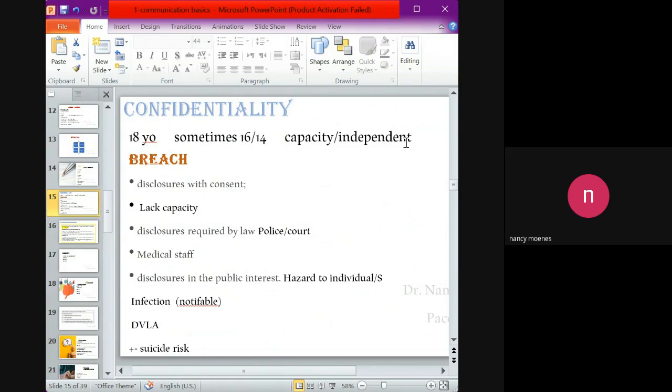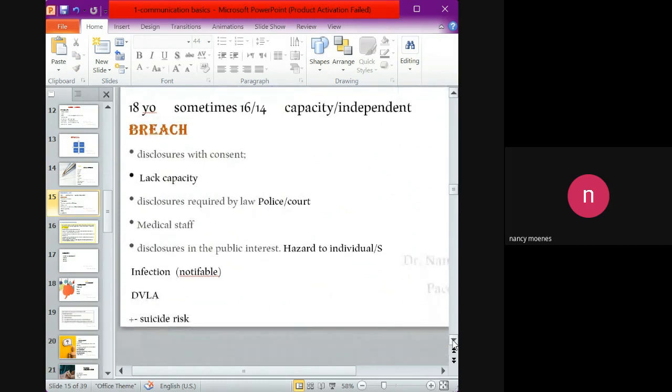Or if it's required by law or court, or if we are medical staff talking, I am a chest doctor and the neuro doctor, and we are talking about the patient's condition. This is our right, to breach his confidentiality and talk about his condition. Or the public interest. What's the public interest? I mean there is a hazard to the people in the community, especially if there is infection and it is a notifiable disease, or for the DVLA if there is a driving issue and he doesn't want to stop driving, he may be a hazard for the public. So I need to inform the DVLA, even if he refuses.